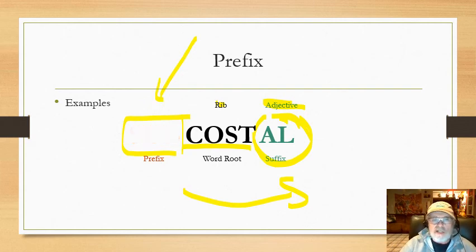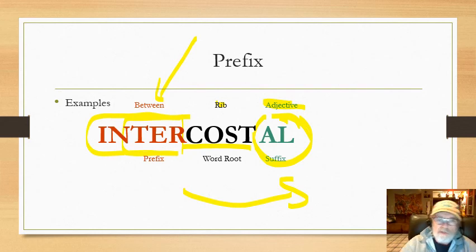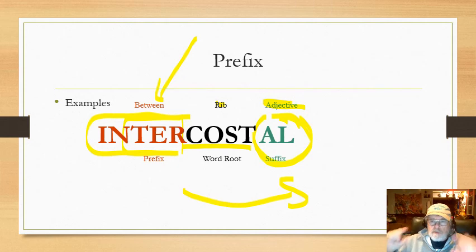I could actually take that sub away and add another prefix, inter. Inter means between. So now I have a bigger, longer prefix, inter. Inter means between. If I feel my ribs, there's a gap between each of the ribs, and that's called the intercostal space. The word after that would be space.